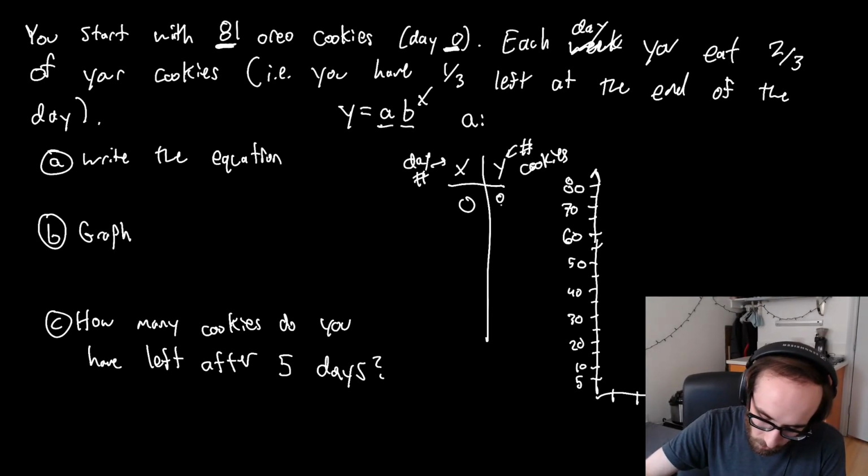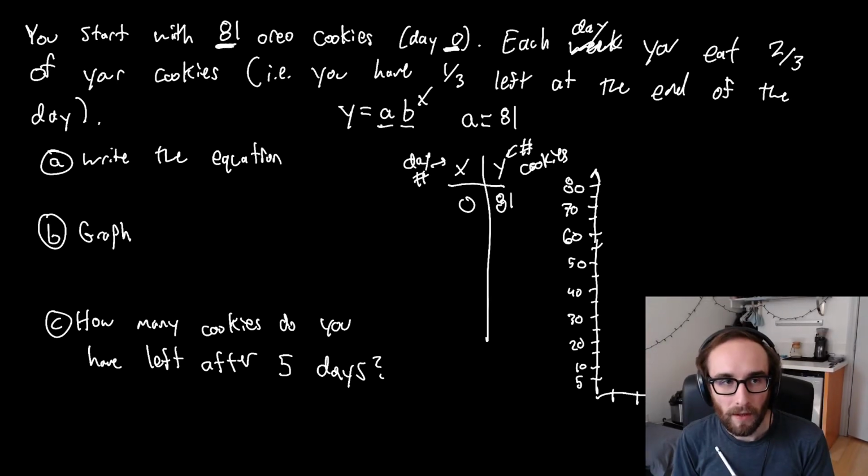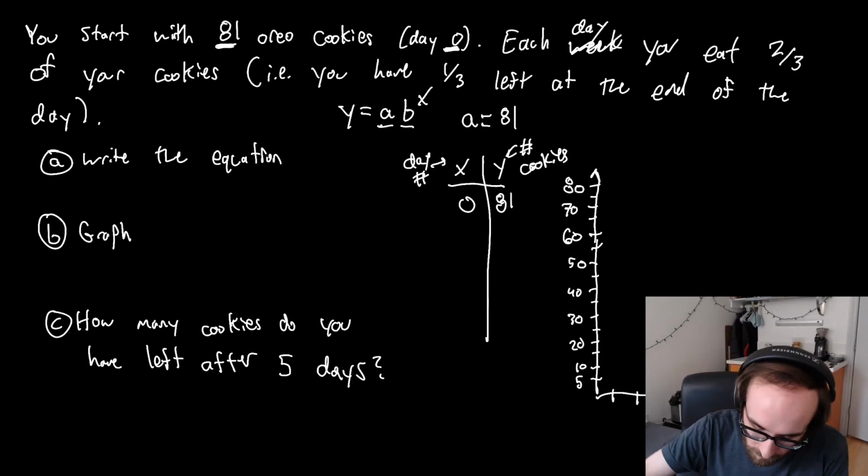When x is 0, y is 81. So a is equal to 81. And then b is what we multiply by to end up with our next y value. So let's take a look at our table.